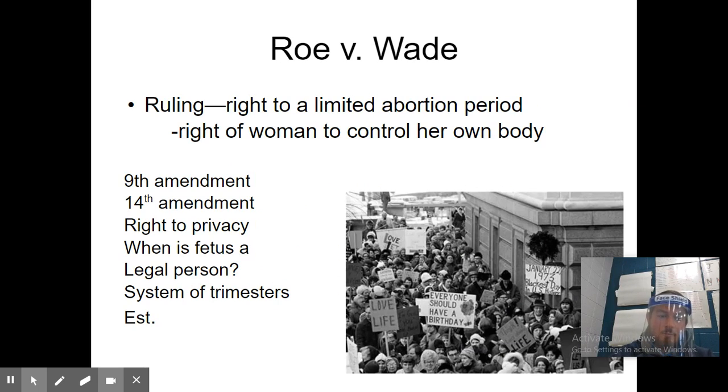Also sets up the question of when is a fetus a legal person, because if abortion is technically murder of a legal person, if that fetus is a person, then it sets up the question of when is a fetus a legal person, which again is why this is such a debated topic.